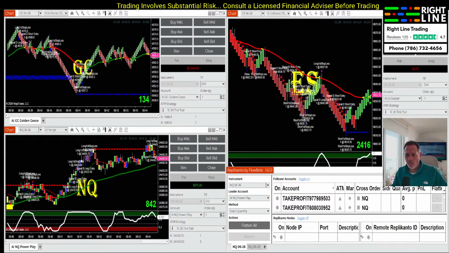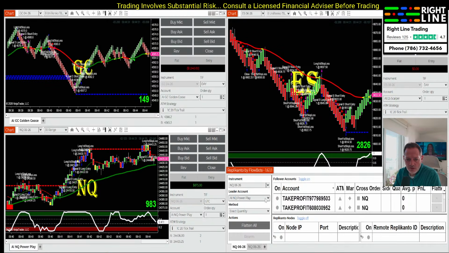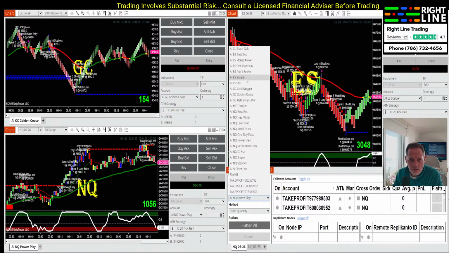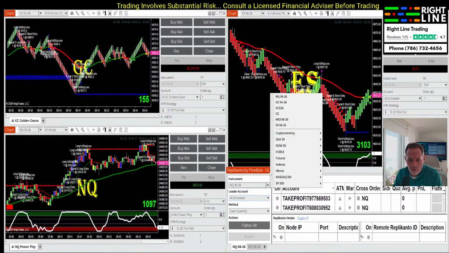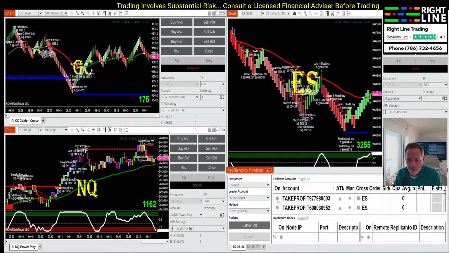Wow. Okay, we're catching a cross now on the ES, going north. We'll get this scalper up and running here. ES scalper. Here we go. We're going to go north on the ES scalper.